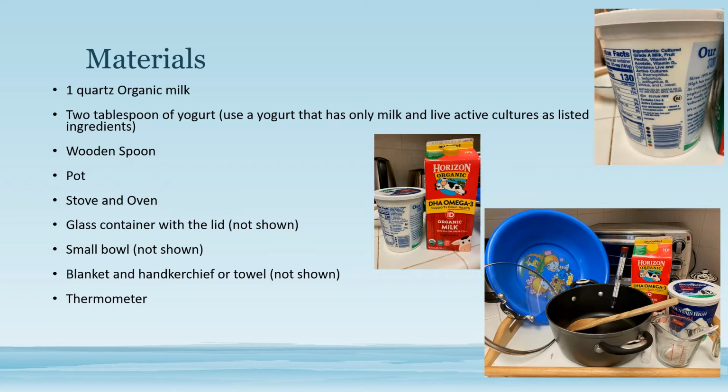For this experiment of making homemade yogurt, I used 1 quart of organic milk and 2 tablespoons of yogurt. Please use a yogurt that has only milk and live active cultures as listed ingredients. You can see in the pictures here what is listed on the ingredients. And I need a wooden spoon, pot, stove and oven, glass container with lid, small bowl, blanket, handkerchief or towels, and a thermometer.